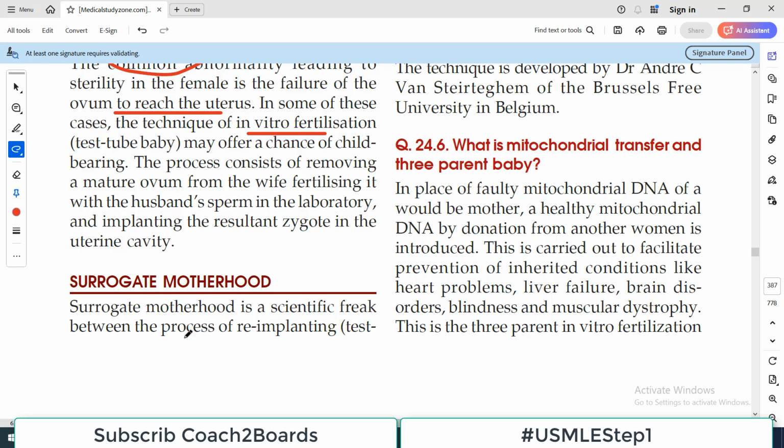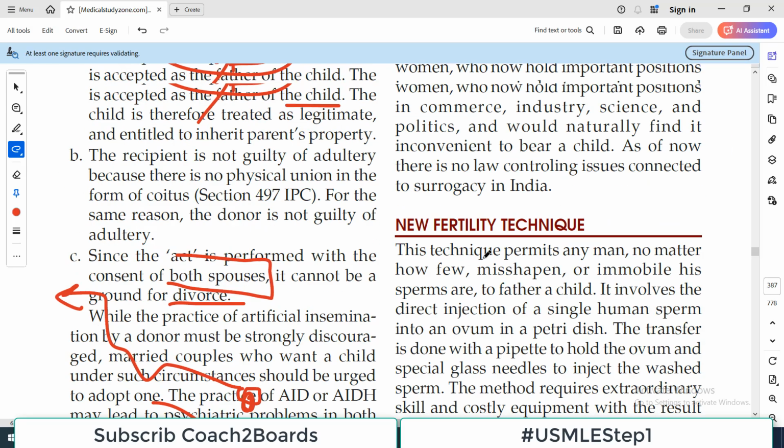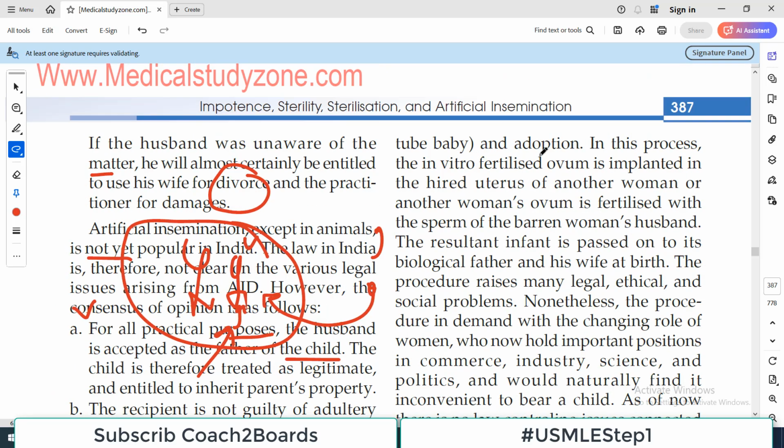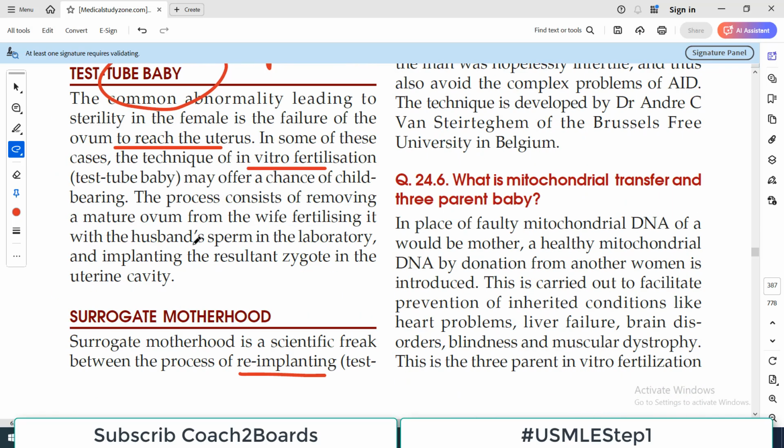It's a scientific process between the process of re-implanting, which is what we do in the test tube baby, and adoption. In this process, the in vitro fertilized ovum is implanted in the hired uterus. Now that's the concept which is now gaining ground. Now here it is, surrogacy. So that's a male, that's a female, right?